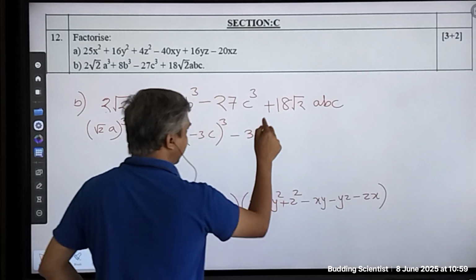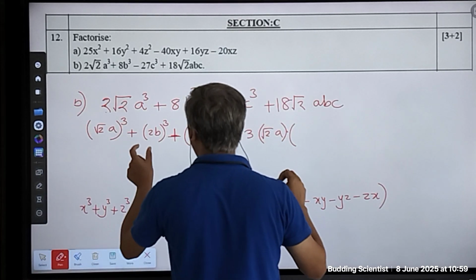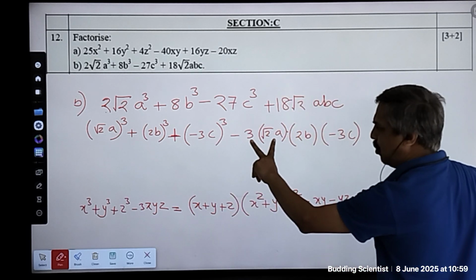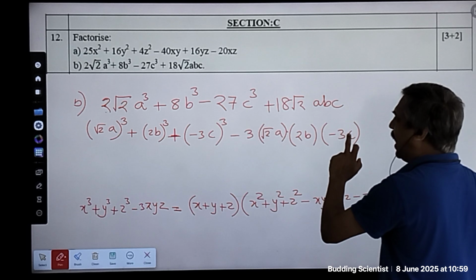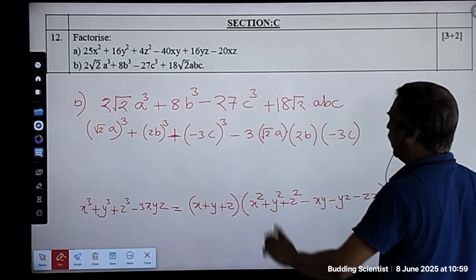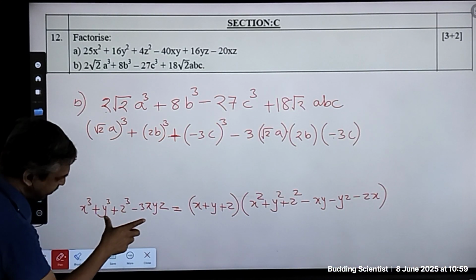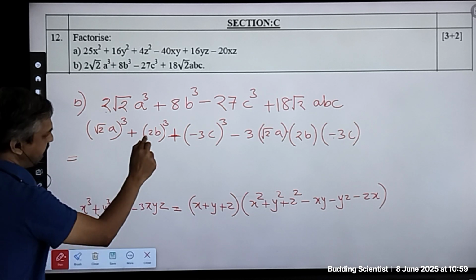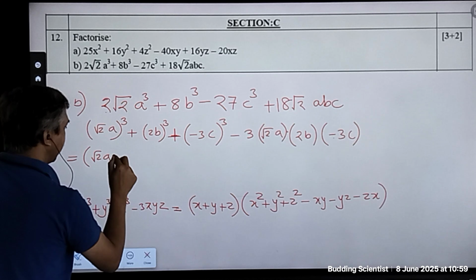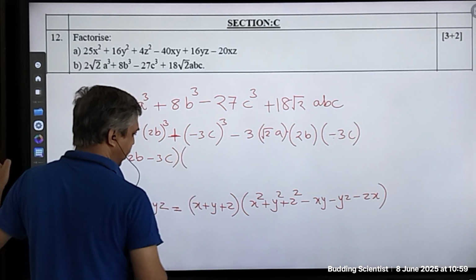Minus 3 into bracket, let's check if we get the same answer. Minus 3 into root 2a into 2b into minus 3c. 3 root 2, 6 root 2, 18 root 2. Minus sign, one more minus, so minus minus plus sign, plus. Everything is perfectly matching with this pattern. Instead of x we will write root 2a, instead of y we will write 2b, and instead of z we will write minus 3c. So we get in bracket root 2a plus 2b minus 3c.